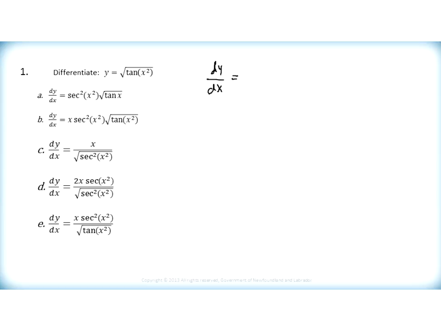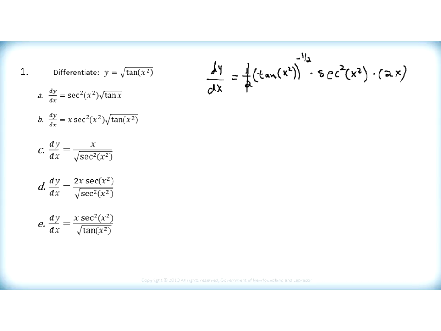The square root is going to tell me I have 1/2 of the stuff that's inside, tan of x squared, to the power of negative 1/2. Then I have to differentiate the tan, and the derivative of tangent is secant squared of what's inside that, which is x squared. And then I need to differentiate the x squared, which is just a 2x.